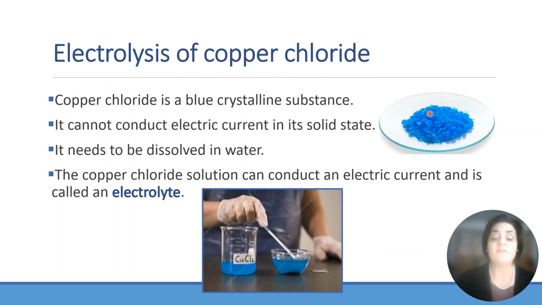In the video, you also saw that copper chloride is a blue crystalline substance, and it cannot conduct electric current in this solid state. That is why we need to dissolve it in water. The copper chloride solution can conduct an electric current, and that solution that conducts the electric current is called the electrolyte. You will hear the words electrolysis, electrolyte, electrode. Make sure you understand the difference between each one of these terms.